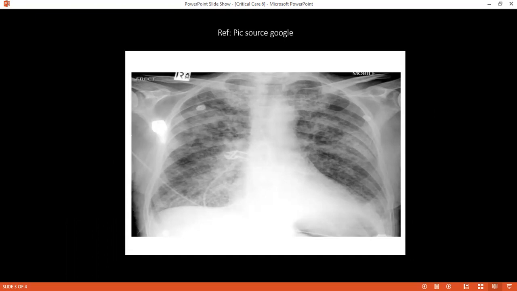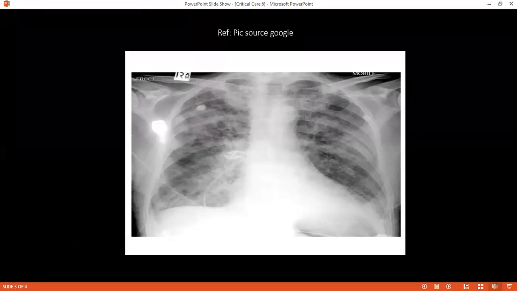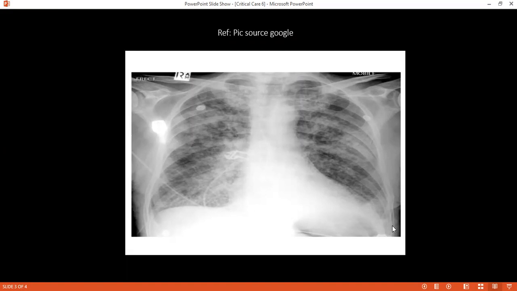Okay, this is a plain radiograph of the chest. Yes, erect view, ma'am. It shows widespread opacity involving the lung fields, both lung fields, and then there is loss of the costophrenic angle on the left. Are these opacities? You said opacities.